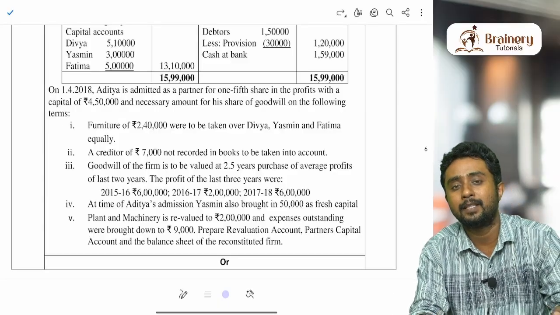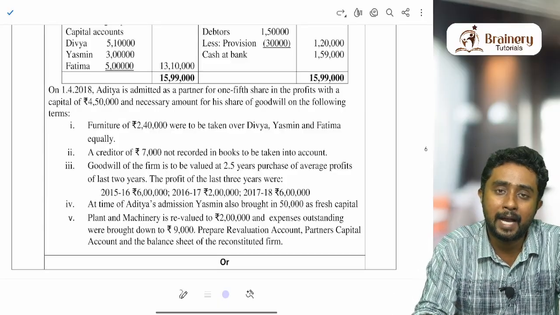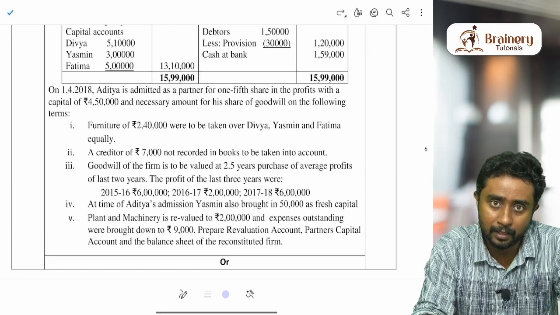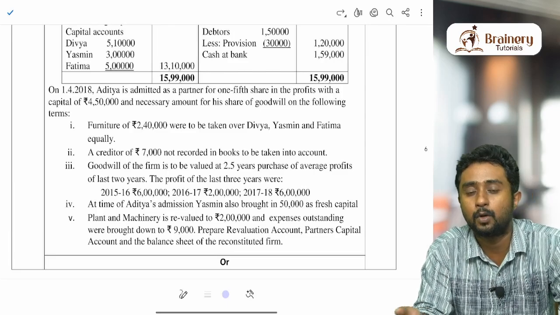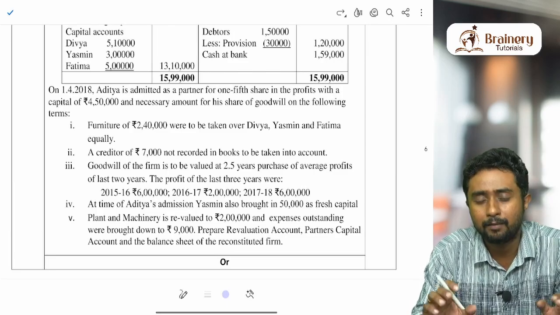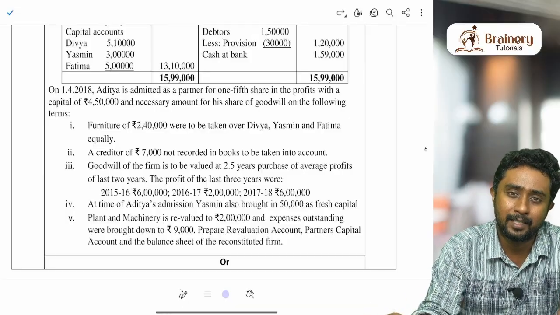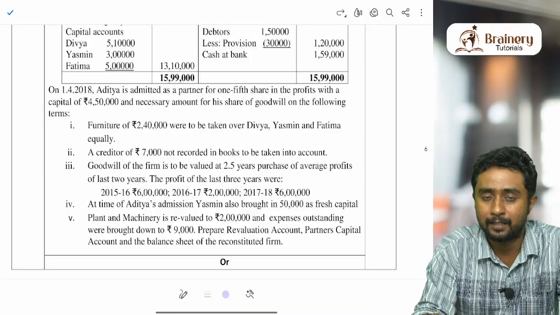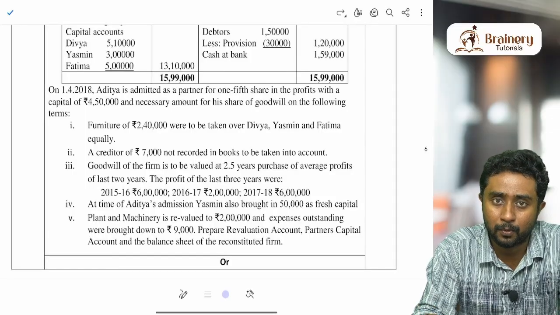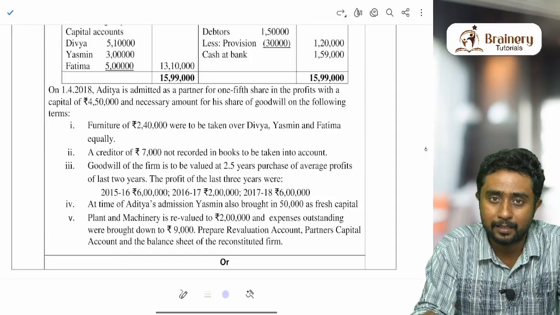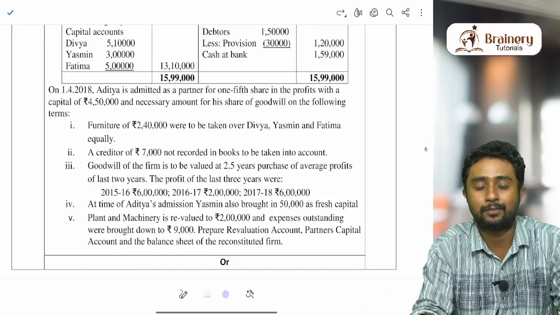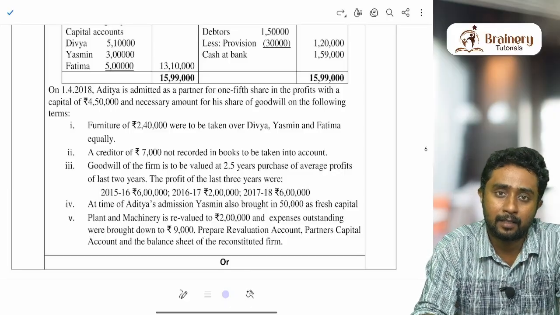After recording all these changes, you will get a balance in the revaluation account. Generally there are questions where there is no balance also. But generally when you record all these changes, there will be a balance either on the debit side or on the credit side. That means if the debit side total is more and the credit side total is less, then that difference is called revaluation loss.